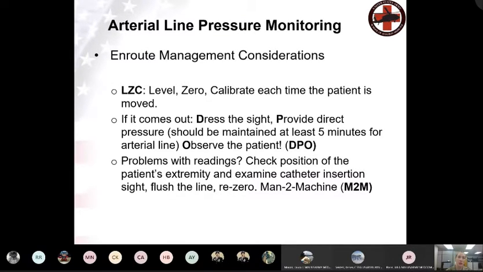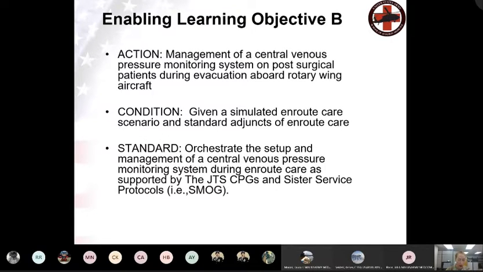What we tend to see, especially for those that are new to the en route care environment, is that we get so focused on a piece of machinery or technology that we forget about our patient. You're never going to go wrong starting with your patient and working back to that piece of equipment. All right, before I go on, does anybody have any questions about art lines or invasive pressure monitoring?